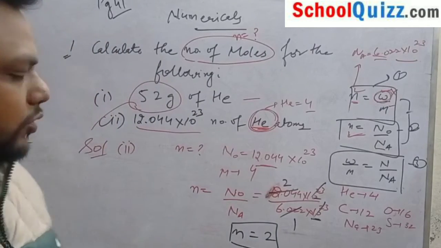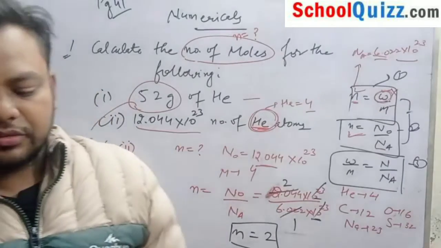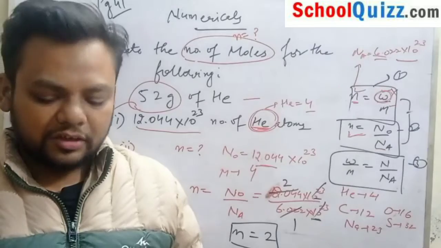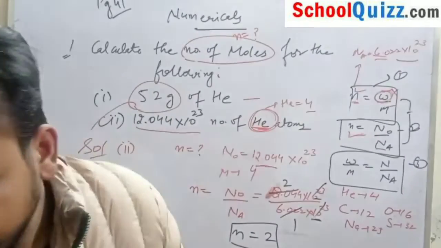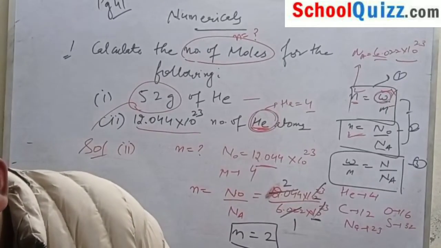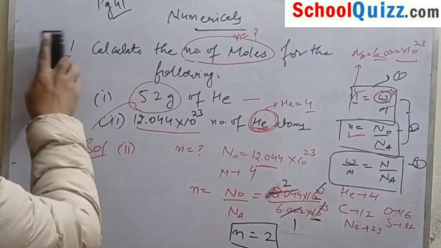This is a very easy numerical, guys. We simply have to put the values and then we know our answer. So this numerical is very simple. Okay, now we will move to our second example, that is example 3.4.